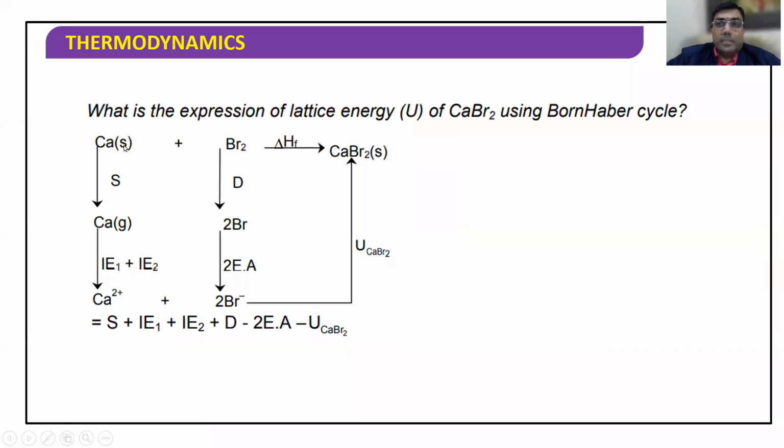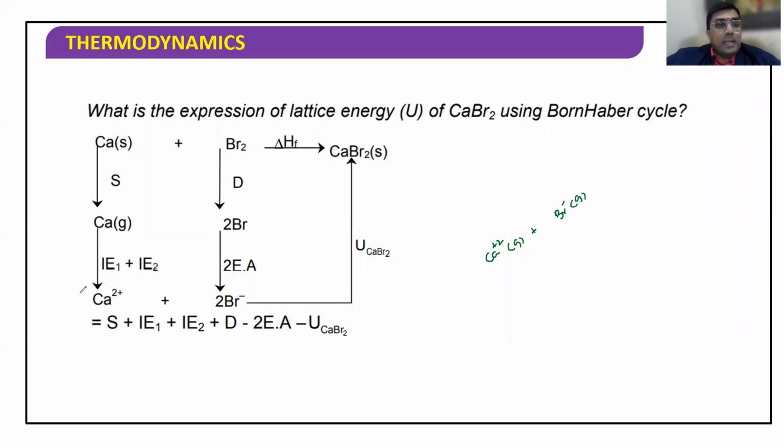So this solid should be converted into gas. That is called sublimation energy. Then this calcium should be converted into Ca+2. Actually, our basic goal is to prepare CaBr2. That means, how will CaBr2 be formed? Ca+2 should form, Br minus should form. These should be in the gaseous form. Then only CaBr2 will be formed.